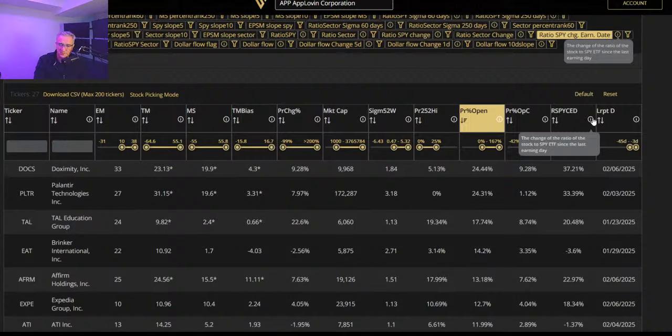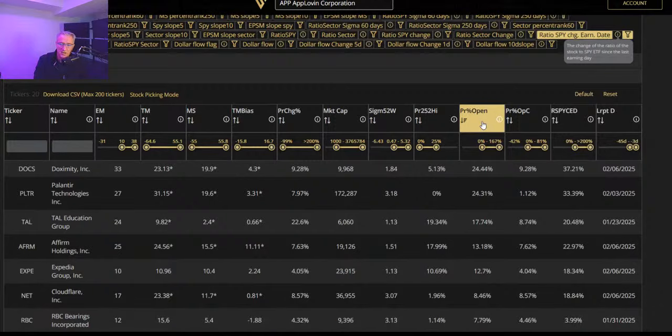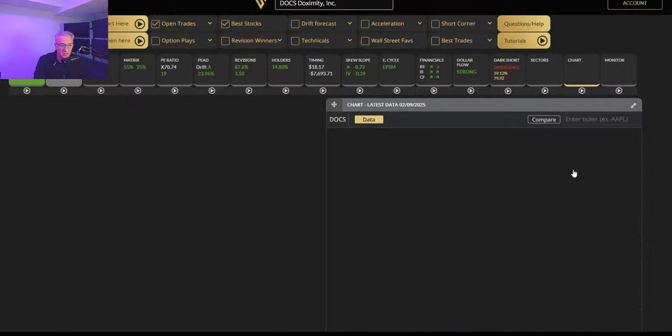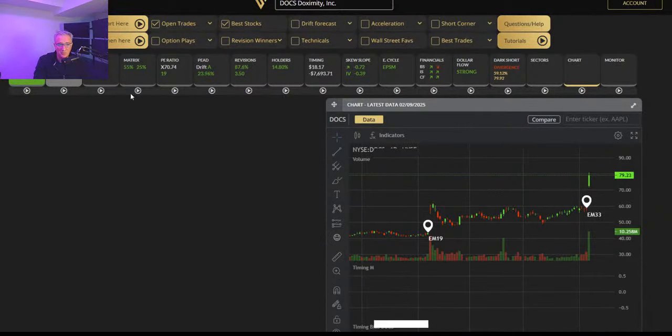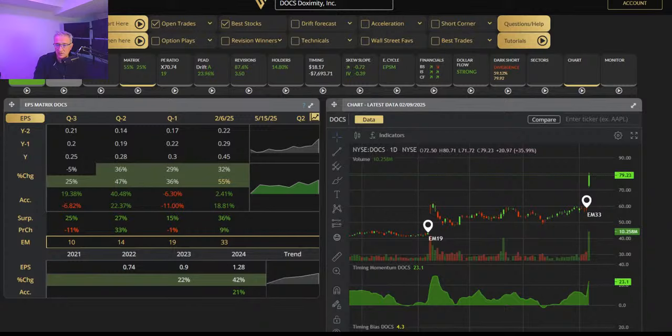So what's interesting here is not only did the stock do an earning gap, but on top of that, the second day it was confirmed by even a positive rally. And thirdly, it beat the S&P significantly since that date, right? So we can click on Doximity, for example. You can look at the matrix here as well.